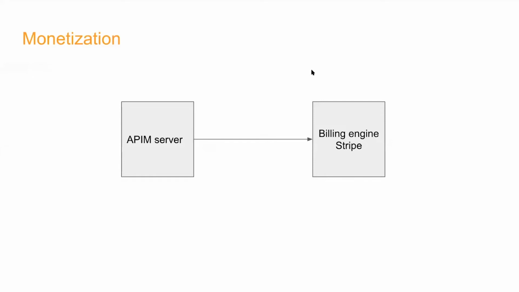Monetization is engaging a billing plan for WSO2 or whatever the API manager solutions to calculate a bill with respect to the API calls that will be invoked.